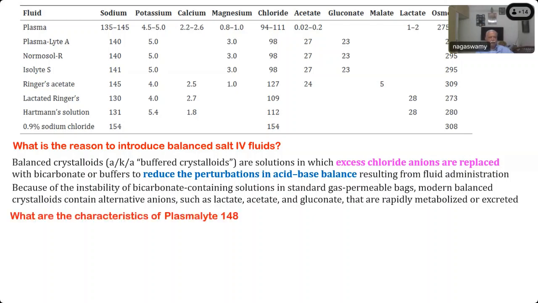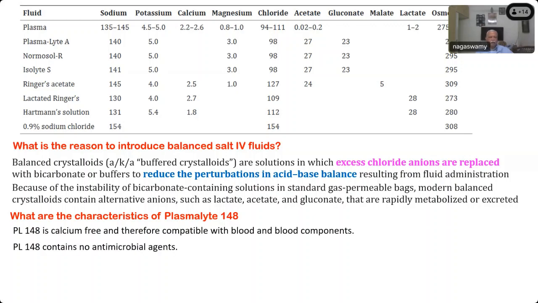Okay. What are the characteristics of Plasma-Lyte 148, which is commonly used now? What is the other alternate name for this? It is also called Plasma-Lyte A. Why is it called Plasma-Lyte A? Acetate. Yes, acetate, because it contains acetate. Very good. So Plasma-Lyte 148 is calcium free, therefore compatible with blood and blood components.